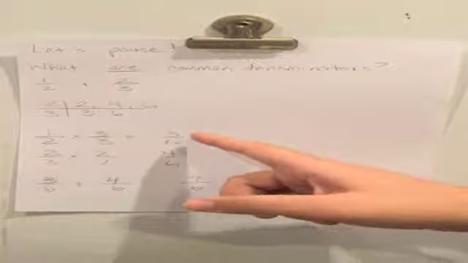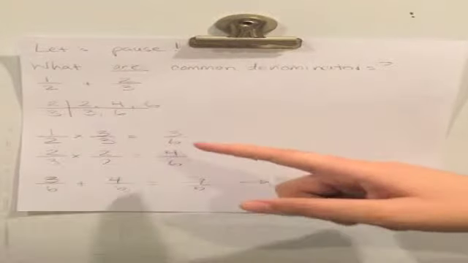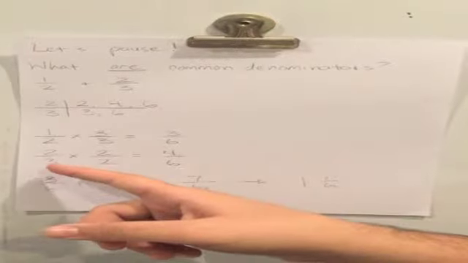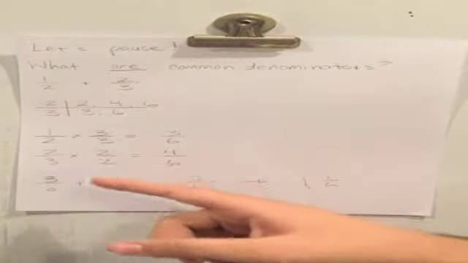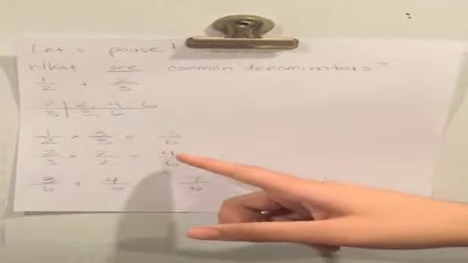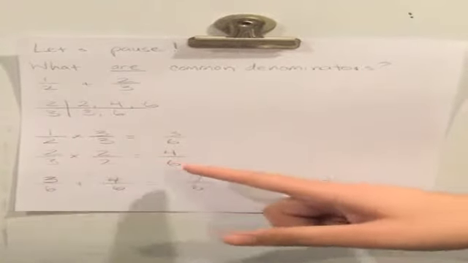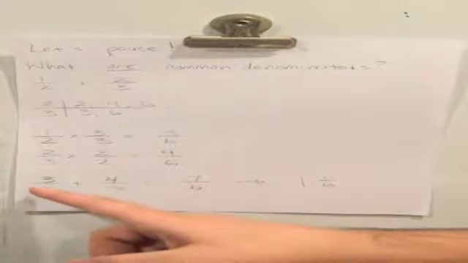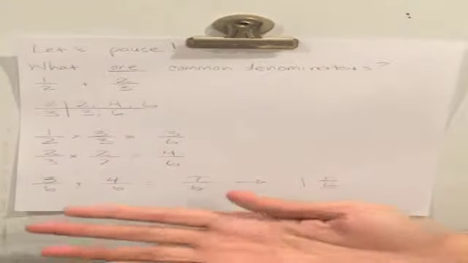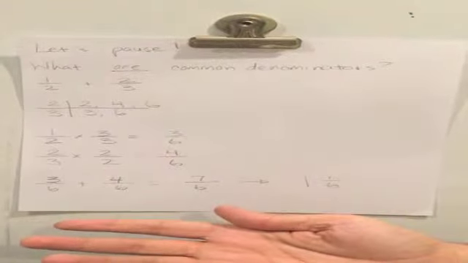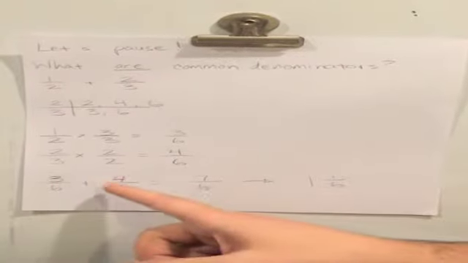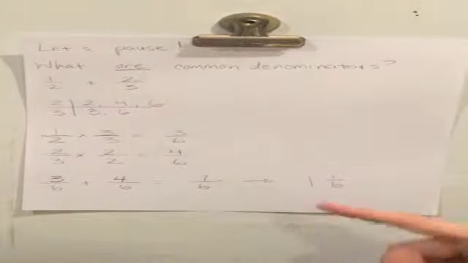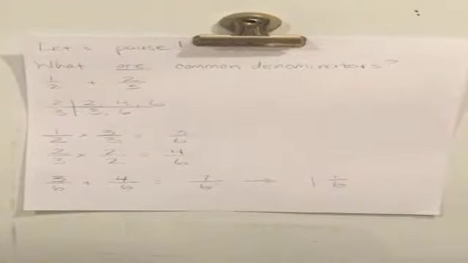1 times 3 is 3. 2 times 3 is 6. We do the same for 2/3. 2/3 times 2/2. 2 times 2 is 4, and 3 times 2 is 6. Now we both have 6 in the denominator. 3/6 plus 4/6. We can just add across because the denominators are the same. 3 plus 4 is 7, and we keep that 6 as the denominator. Now we wind up with 1 and 1/6.